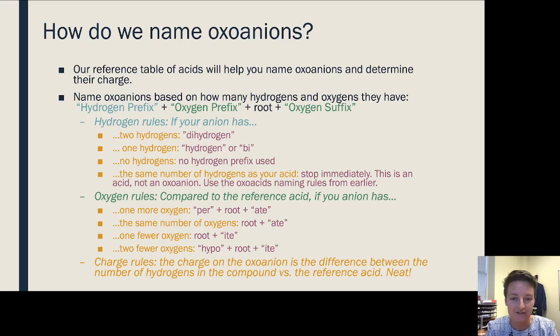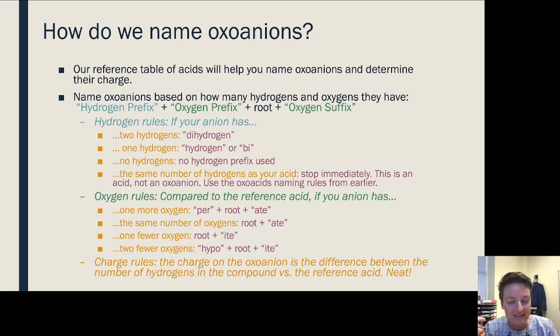For the number of hydrogens, that's a little bit easier. You just have to look at the absolute number of hydrogens that our anion has and name it appropriately. If you see that your oxoanion has 2 hydrogens, call it dihydrogen. If you see it has 1 hydrogen, there's 2 equivalent names that you could use. You could either say hydrogen or you could use the prefix bi. And if there's no hydrogens, you don't say anything at all.